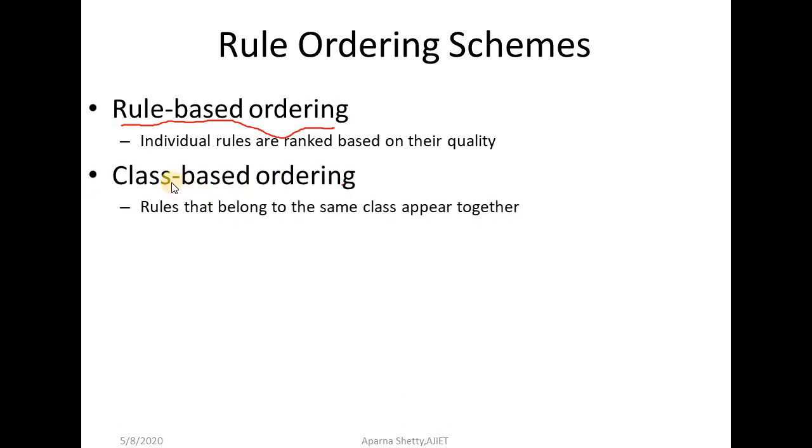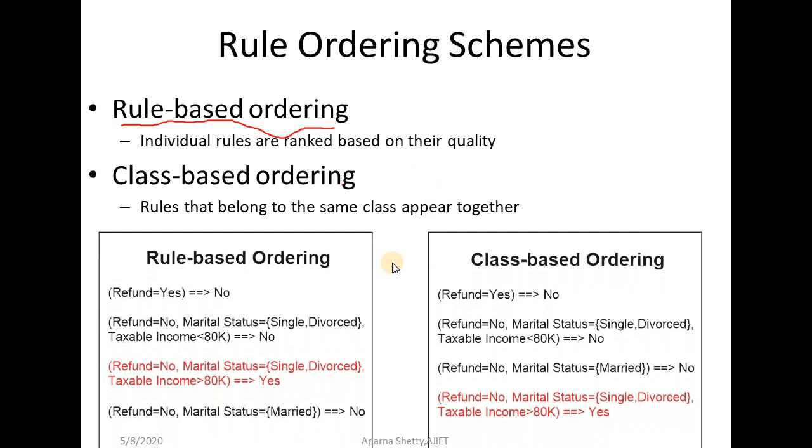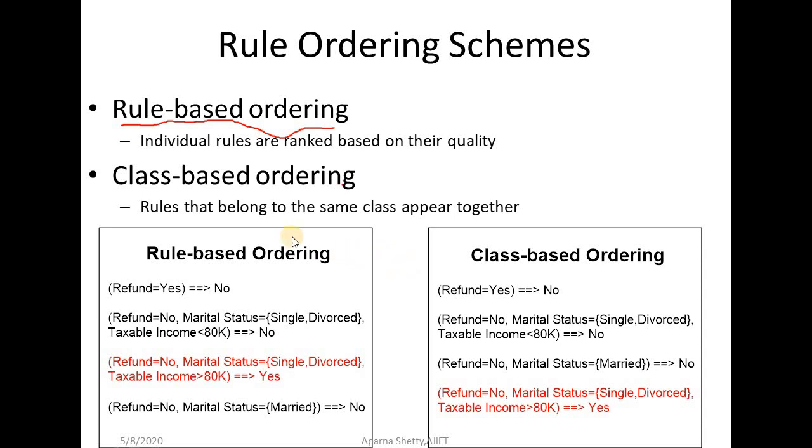Next type of rule ordering scheme is class based ordering. In class based ordering, rules that belong to the same class appear together. So if you see this example over here, this is an example of rule based ordering scheme, and this is an example of class based ordering scheme.